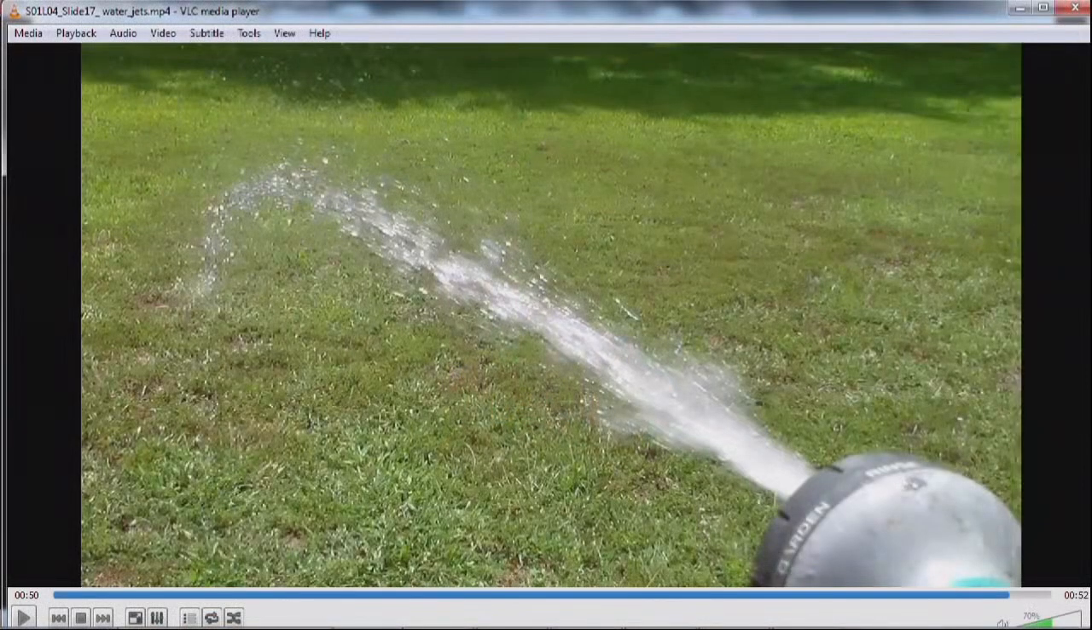regardless of what head I'm using. I'm always sending the same amount of water out. What changes is the direction of the spread.